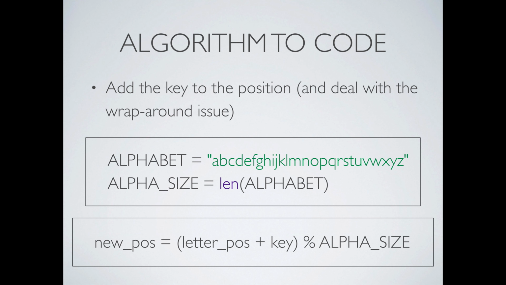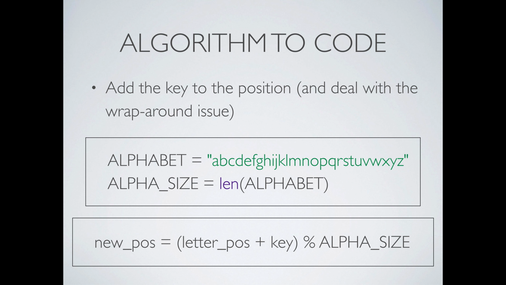So what we're going to do is make another global constant named alphabet size, and that's going to be the length of the alphabet. Now, the length of the alphabet is 26. It's still good to use len to get that rather than hard code in 26, just in case later on you end up changing your alphabet for whatever reason.